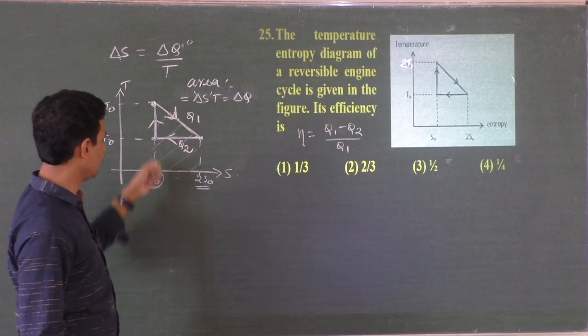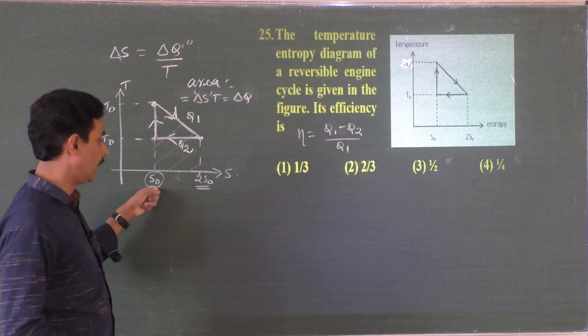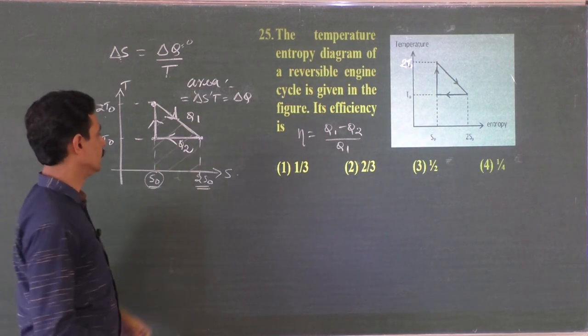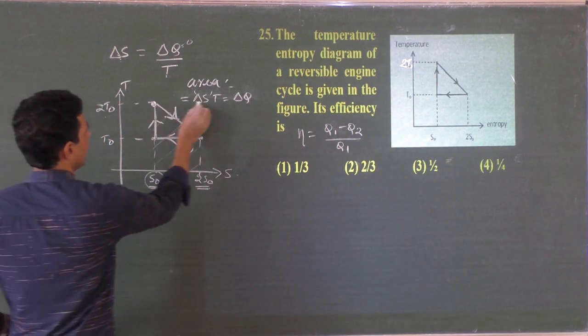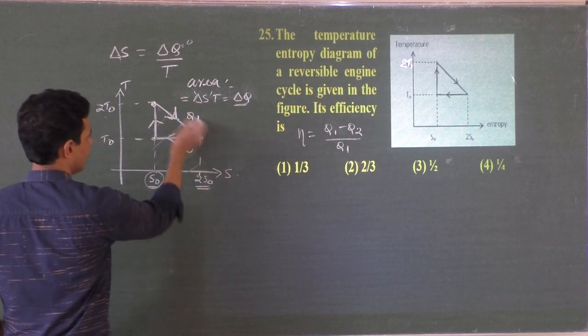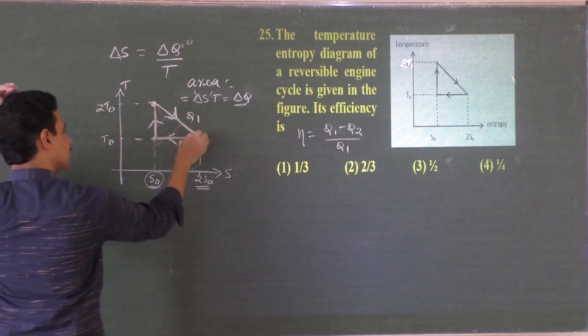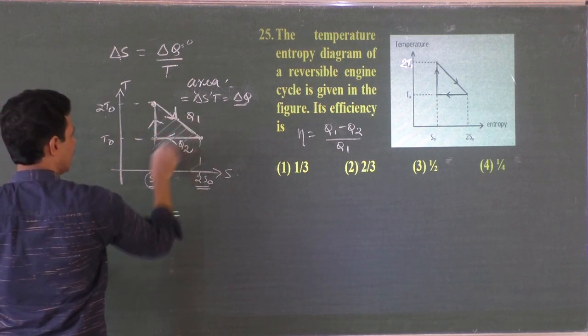Heat energy is neither absorbed nor given out because entropy is remaining the same. Now, find out Q1 and Q2. So how to find out Q1? Area under the graph gives heat energy absorbed. Q1, what is the area under this graph? So if you want to find out Q1, take the complete area under this graph like this.